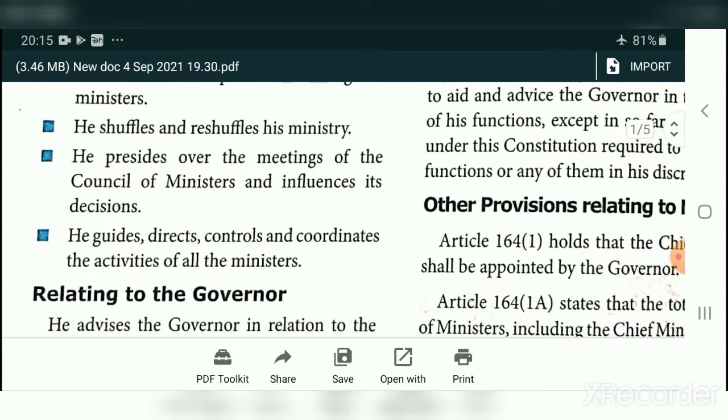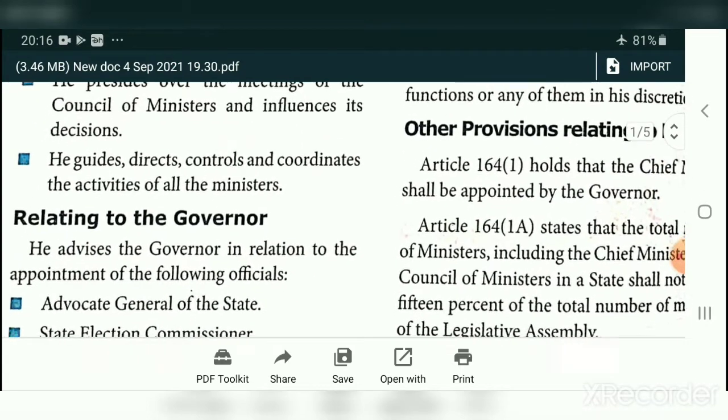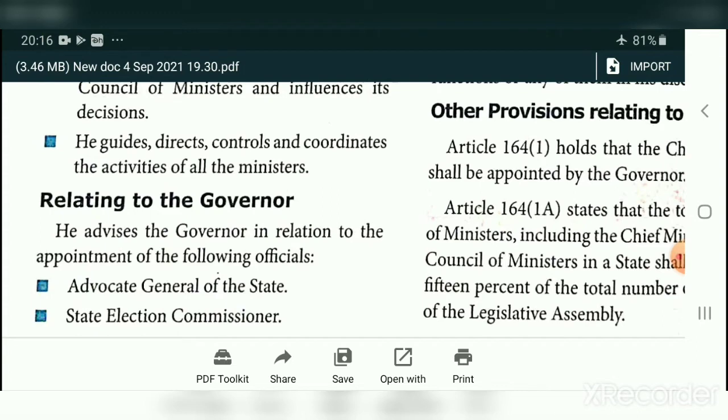He presides over the meeting of the council of ministers. He is the head of the council of ministers. He conducts the meeting of the council of ministers and influences its decisions. He guides, directs, controls and coordinates the activities of all the ministers. The chief minister only gives guidelines; he directs the ministers and he controls and coordinates the activities of the ministers.